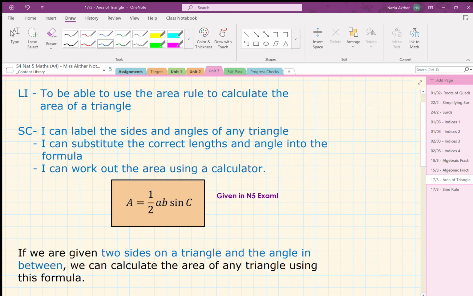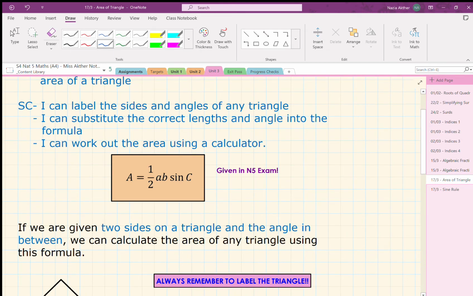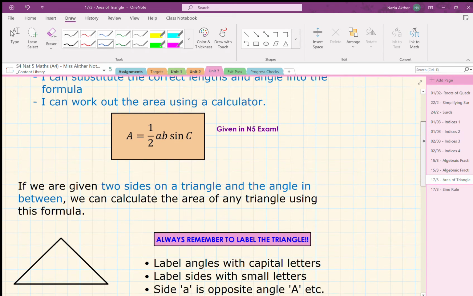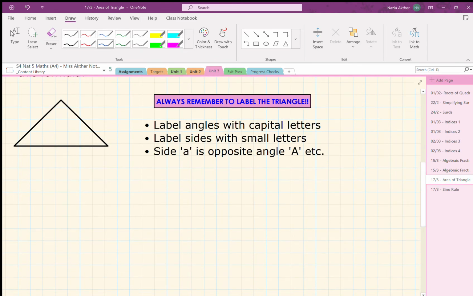Okay. So the first thing you need to know before you use this formula is, as explained in the success criteria, labeling the sides and angles of any triangle. So that's what we're going to look at first. So here I've got a triangle. Now this works for any triangle. The first thing you're going to do is label the angles with capital letters. We're going to use the capital letters A, B, and C. I'm going to label this angle A, this angle B, and this angle C.